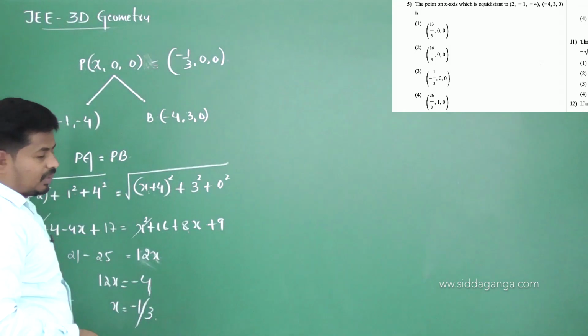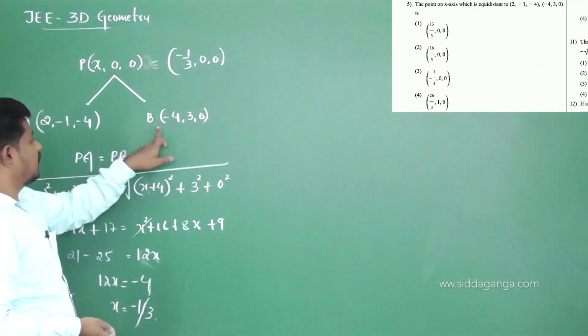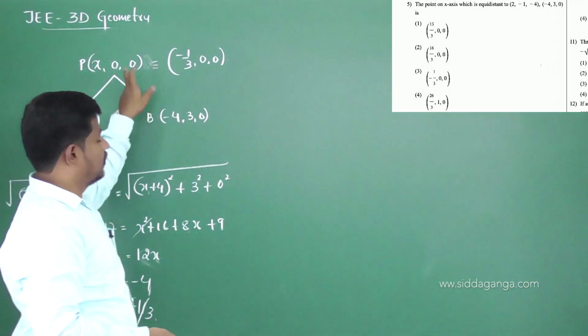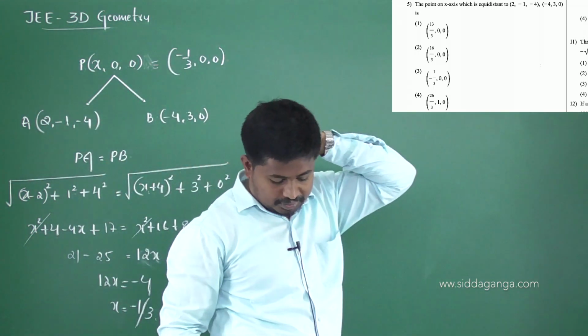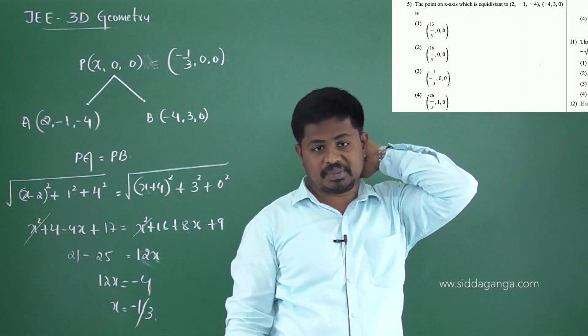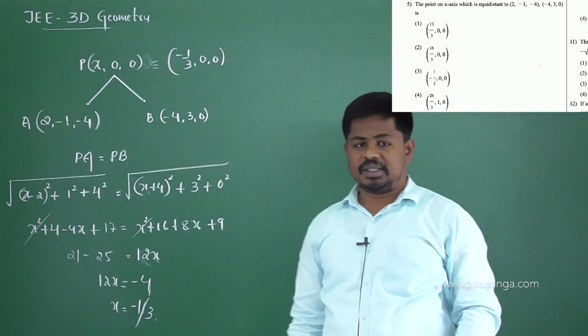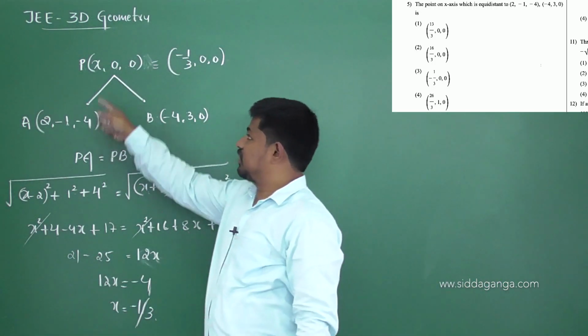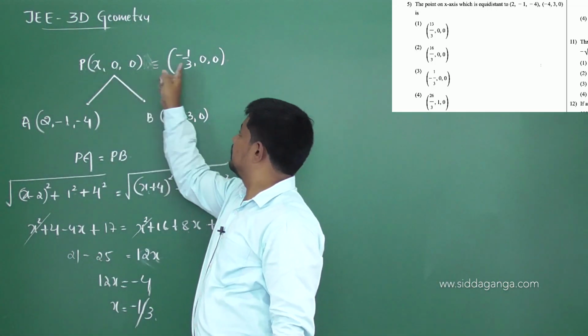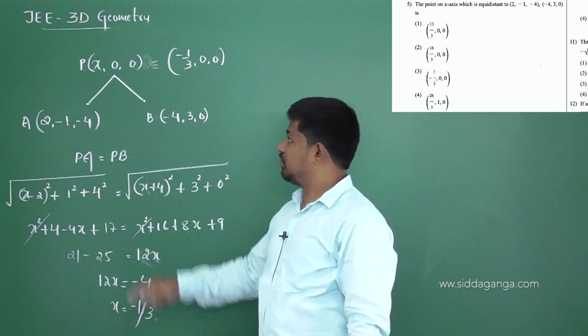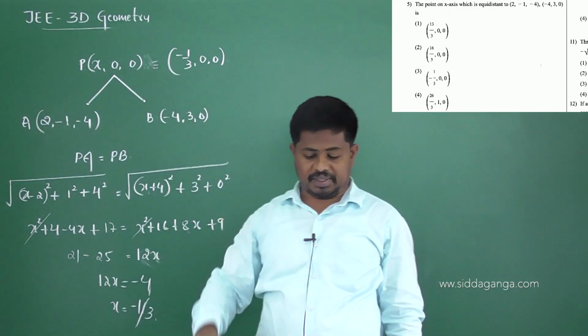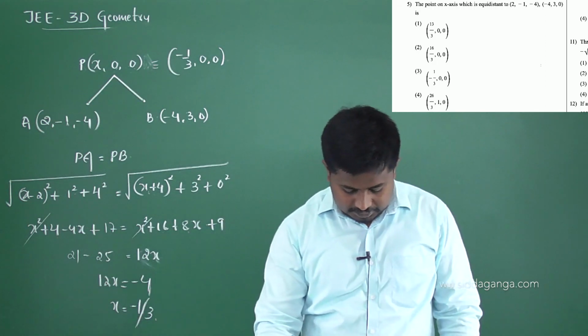So your required point is minus 1 by 3 comma 0 comma 0. So from this point, these 2 points are equidistant, that is point x, 0, 0, which is minus 1 by 3, 0, 0 on the x-axis. Given that these 2 are equidistant from this point, for what value of x? Your required point is minus 1 by 3 comma 0 comma 0 on x-axis. So option 3 is the correct one.